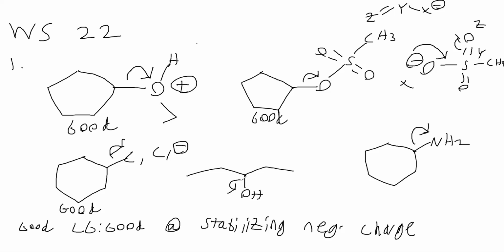If we look at the OH here, that's going to lead to a hydroxide. And you should remember that hydroxide, like sodium hydroxide, is a strong base. So strong base means it's reactive, it's not stable. So it doesn't stabilize the negative charge. So OH is going to be a bad leaving group.